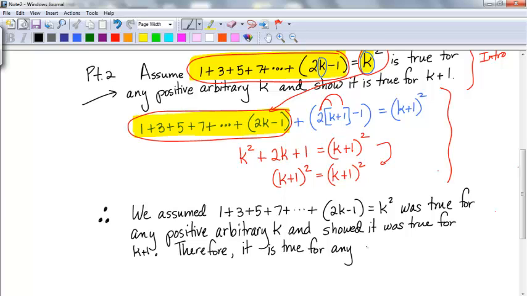Okay, now look up here a minute. All of these were k's. It's true for any n, an element of the set of natural numbers. Okay, that means it's going to work for any natural number. So that conclusion: we assumed that was true for any positive arbitrary k and showed it was true for k plus 1. Therefore, it's true for any n, an element of the set of natural numbers.